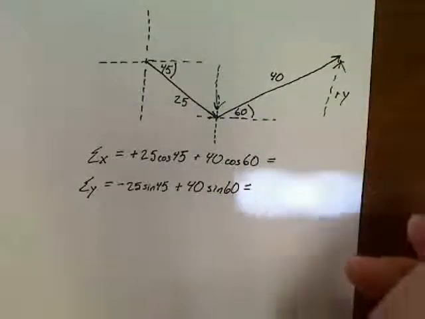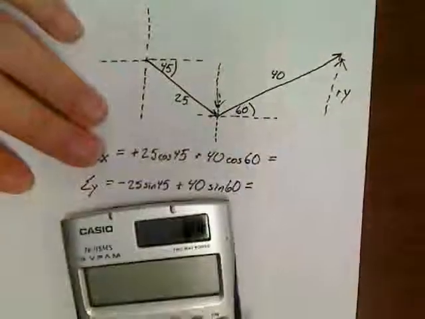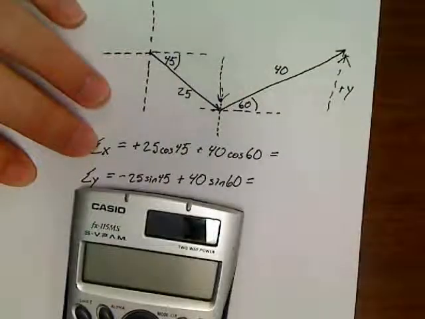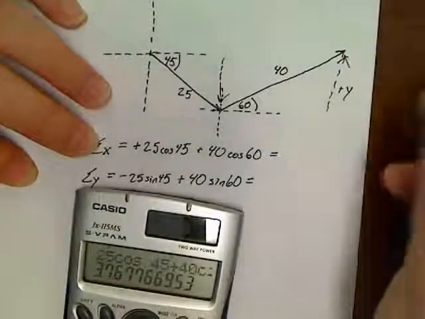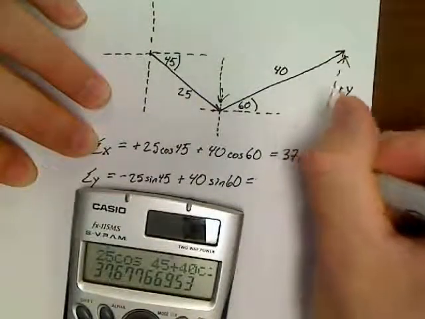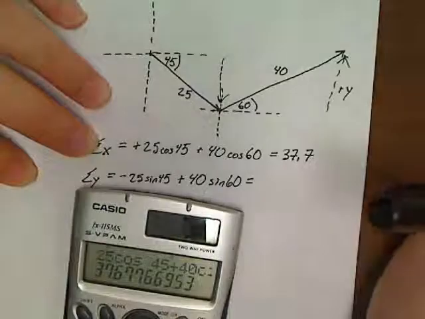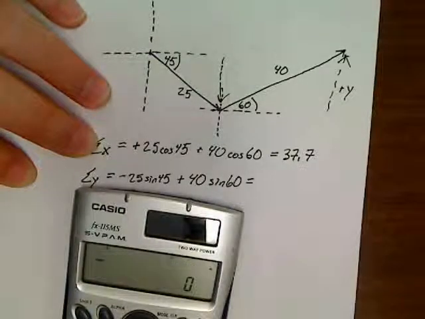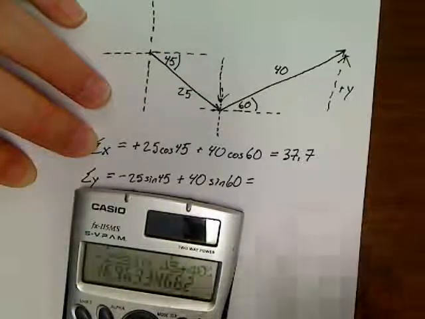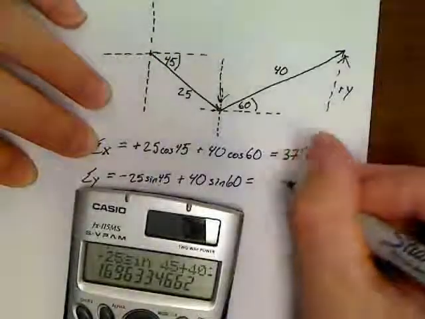Now let's plug all this in the calculator and see what we get. So first vector, 25 cosine 45 plus 40 cosine 60 equals 37.7 for our first vector. Next one, we've got negative 25 sine 45 plus 40 sine 60 is 16.9.